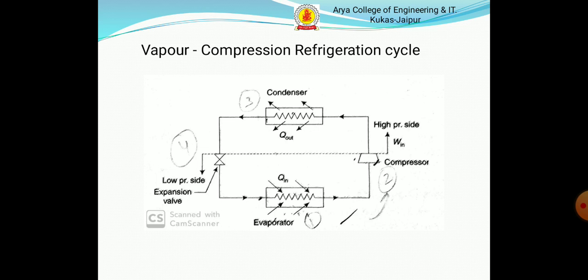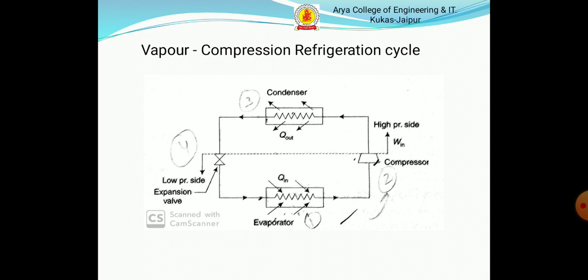The refrigerant usually comes out of the evaporator with its phase changed to a dry, saturated or slightly superheated state, and then it enters the compressor, which is the heart of this system, where it is compressed to a high pressure and high temperature.